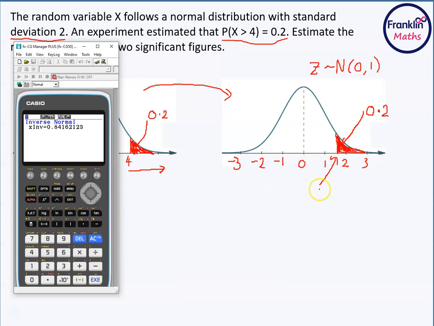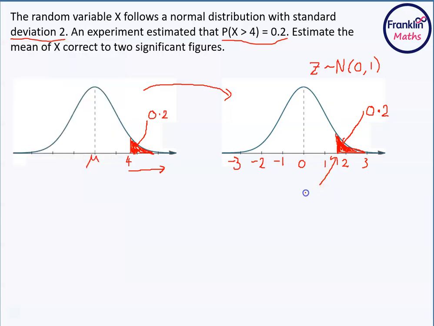Again, my picture isn't drawn fantastic here. But we know that this value here is 0.8416. We'll take it to 4 SF. So to get an area of 0.2, it needs to be 0.8416 standard deviations away from the mean. Now, how does that help?